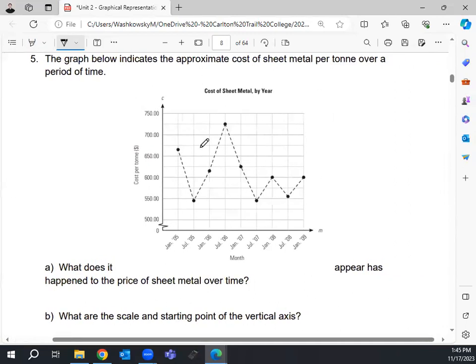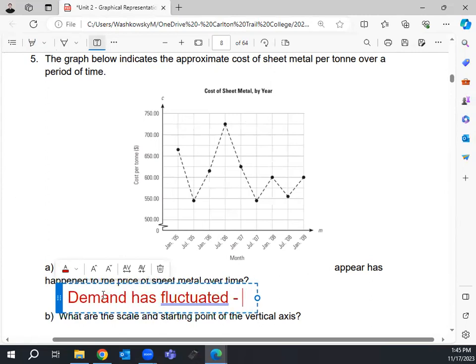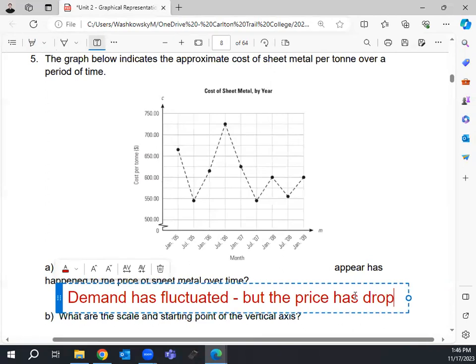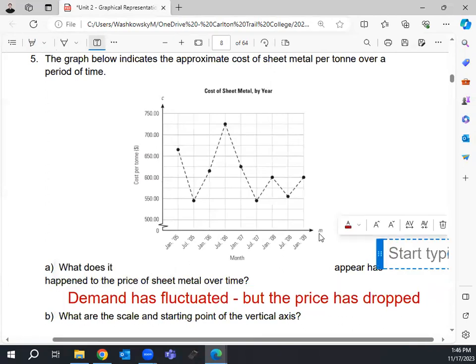So if we're looking at this, first off, what looks like happened to the price of sheet metal over time? It dropped. Shot up and then down again. Yeah, it looks like demand has fluctuated, is a fancy way of saying that. But overall, the price has dropped. So demand has fluctuated over time, but the price has dropped is the ultimate conclusion. Metal is cheaper in 2009 than it was in 2005.